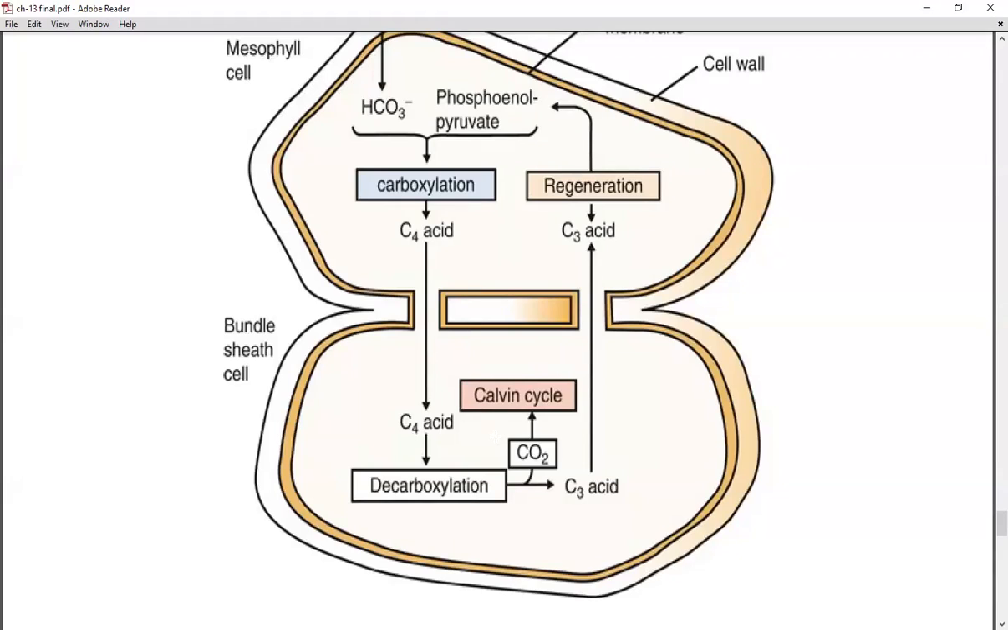And the major difference between both of them is that C3 plants do not show Kranz anatomy, while the C4 pathway shows Kranz anatomy, right? And what exactly is Kranz anatomy? Kranz anatomy is where the vascular bundles are surrounded by specialized cells known as bundle sheath cells.